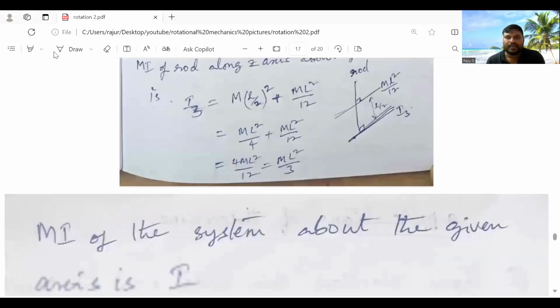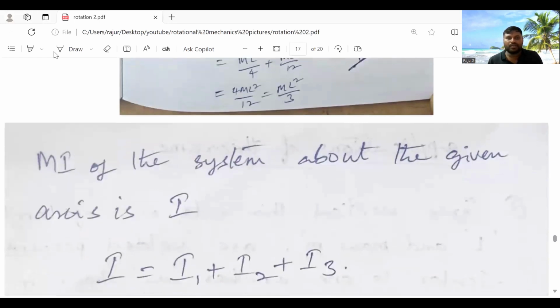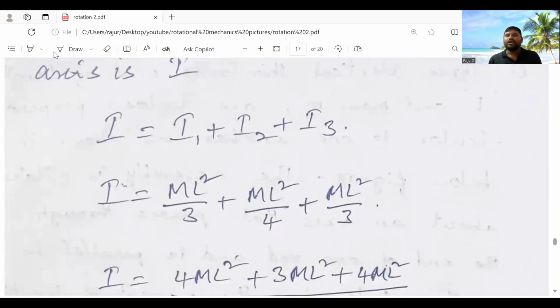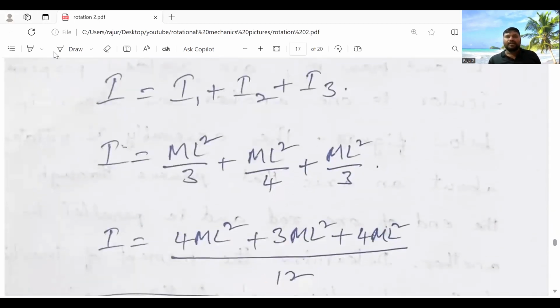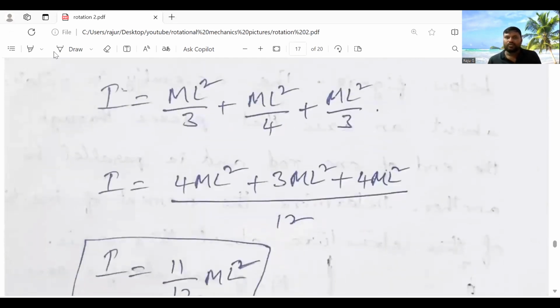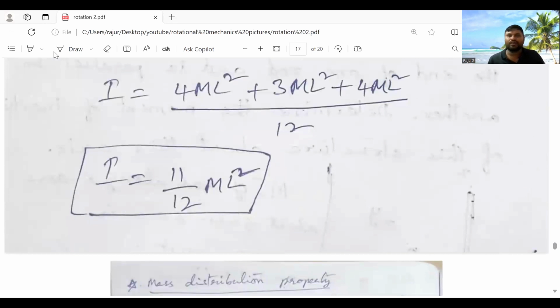Next, we will find I. The moment of inertia of the system about the given axis is I equal to I1 plus I2 plus I3. I1 is ml square by 3, I2 is ml square by 4, and I3 is ml square by 3. So adding them up, finally we will get the moment of inertia of this three-rod system about the given axis as 11 by 12 ml square.